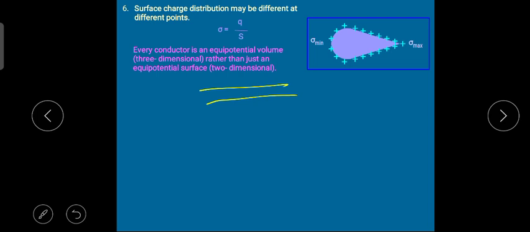In the next video we are going to start with the capacitance. What do you mean by capacitance? The device which stores the energy or charges, electrical energy, is a capacitor.